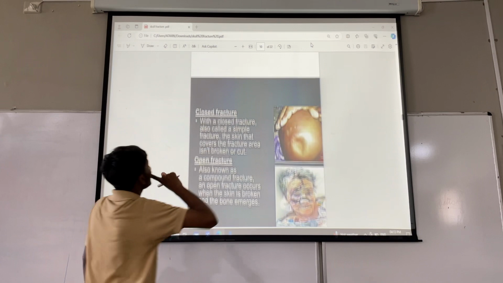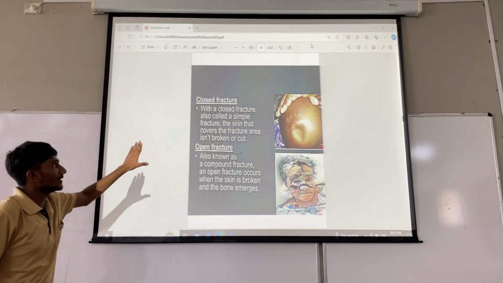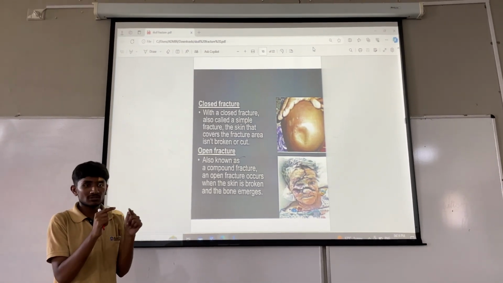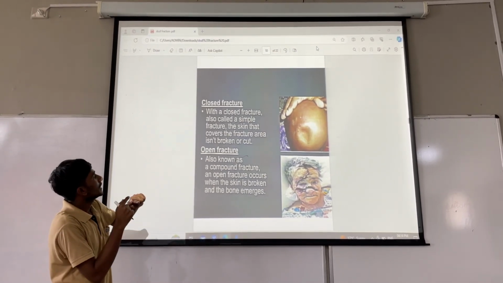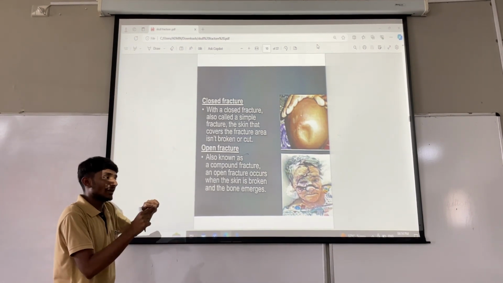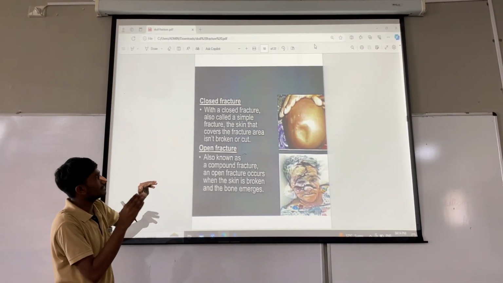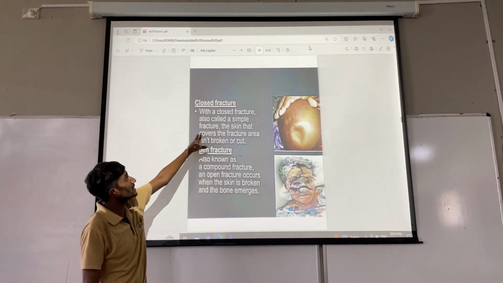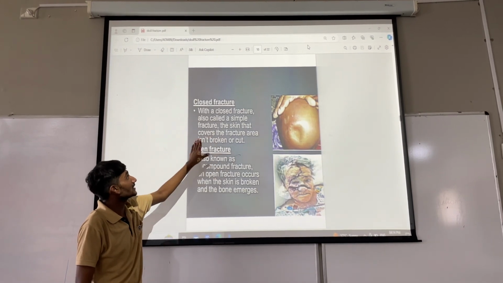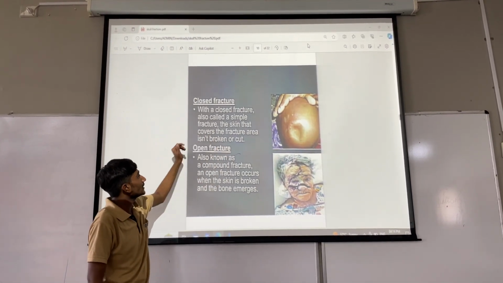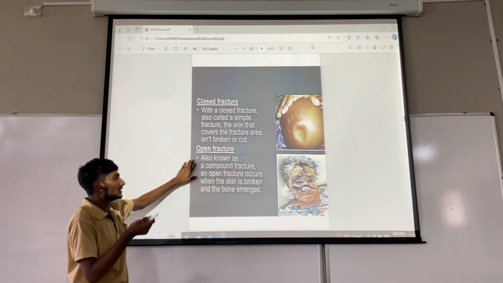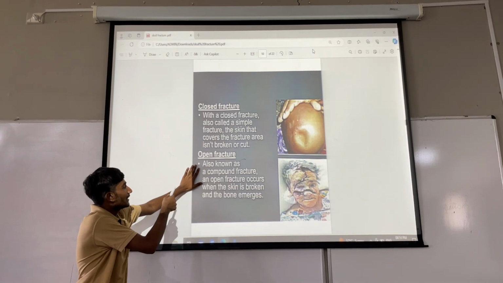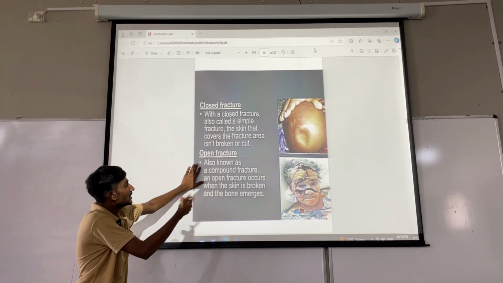Next, closed fracture. It is very important to know about the closed fracture. A fracture without any breaking of the skin is known as a closed fracture. A closed fracture is also called a simple fracture; the skin that covers the fracture area is not broken or cut. Then open fracture: discontinuity of the bone with cutting of the skin, also known as a compound fracture. An open fracture occurs when the skin is broken and the bone emerges.